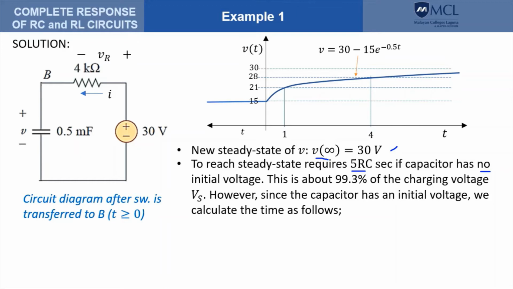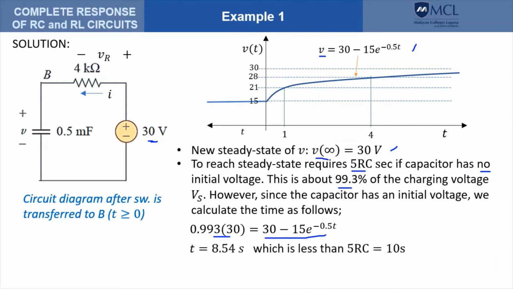So this is about 93.3% of the charging voltage V sub S. However, since our capacitor has no initial voltage, that time should be lesser. And to compute for that time, we can use this equation. So we let the value of V as 93.3% of the charging voltage, which is 30 volts. And then we equate this with this one and solve for the time.